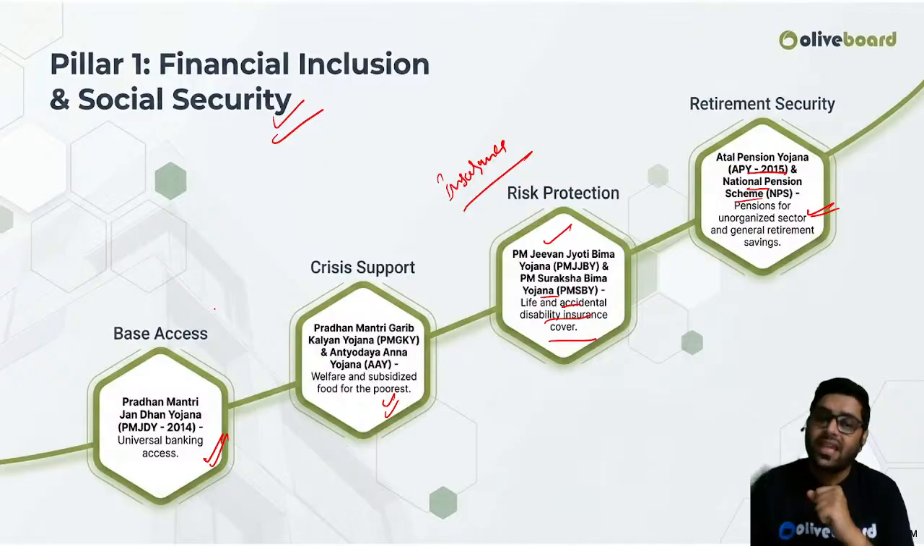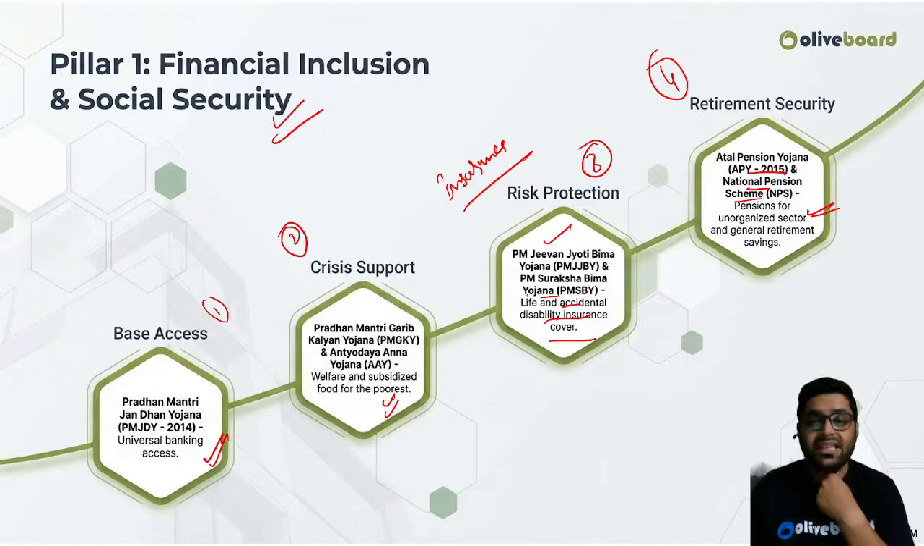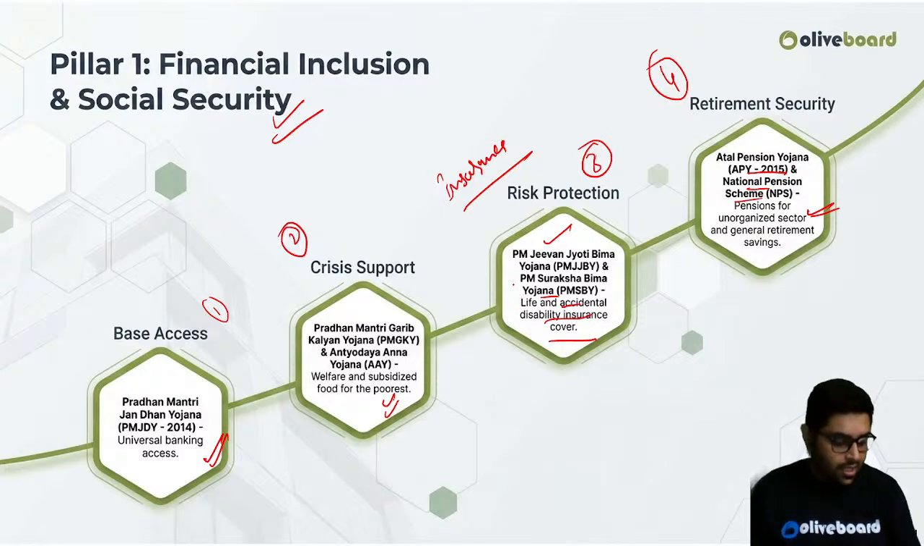So when we talk about schemes, there is base access, crisis support, risk protection, retirement security. These are the types of schemes in contemporary India. Correct? I hope I am being audible and visible. Okay. Chalo, next.